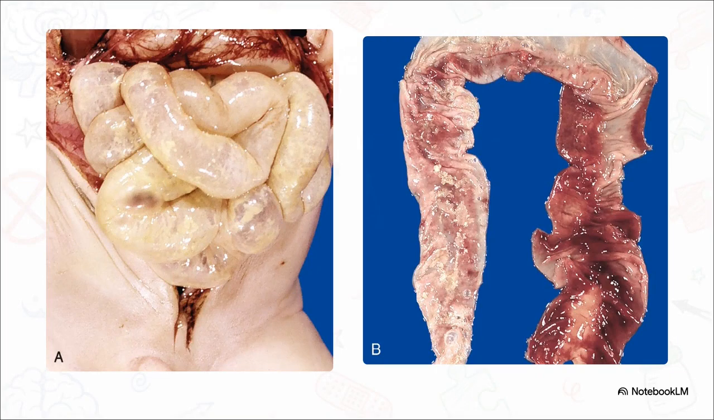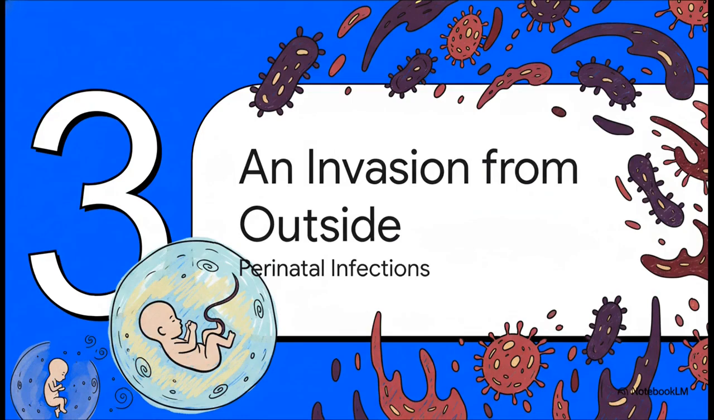And these images show you just how devastating NEC is. On the left, you can see what the bowel looks like from the outside. It's stretched thin, discolored, and incredibly fragile. And on the right, when it's opened up, you can see it's dark, bloody, and dead, necrotic. This is an organ that is actively dying. A truly terrible sight.